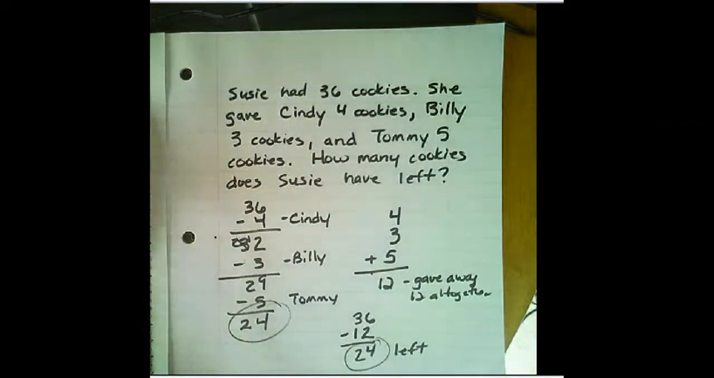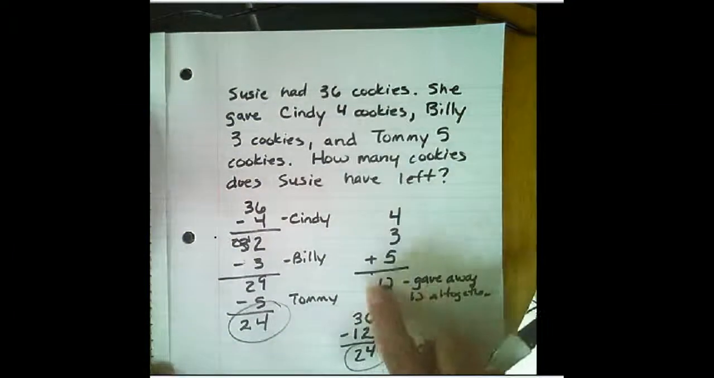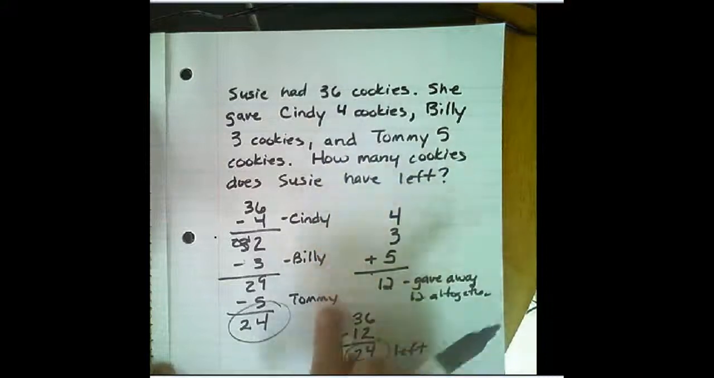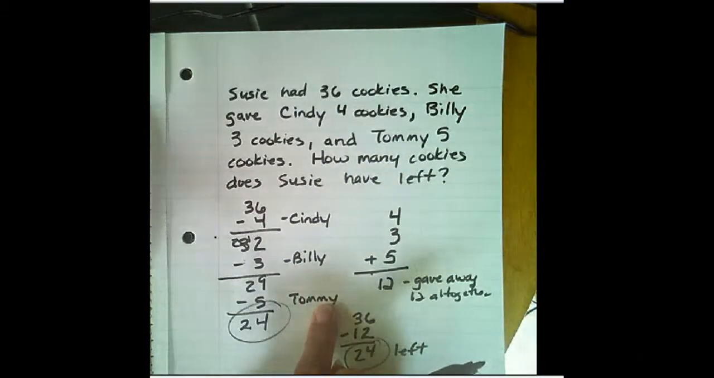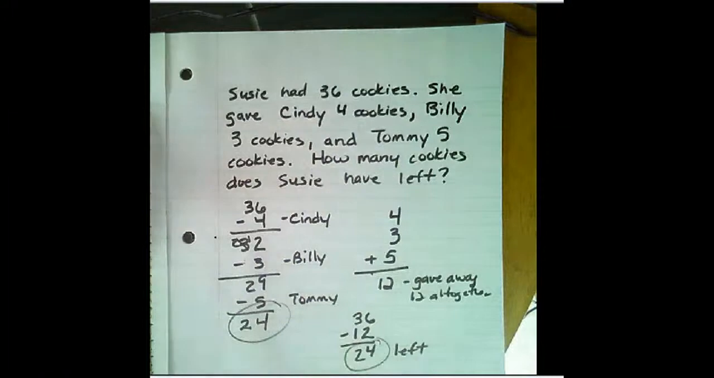And it's kind of nice to know that depending on how your brain works, how God made you, you might think to figure out how many she gave away altogether, or you might like to do 3 different subtraction steps and have it make sense to you, because it makes sense to different people in different ways.